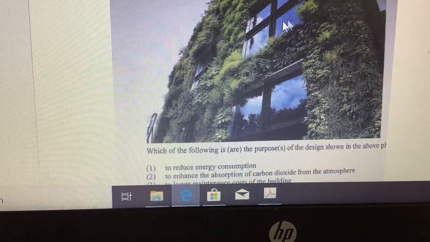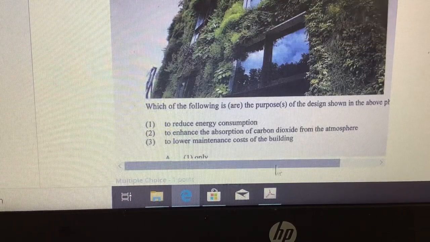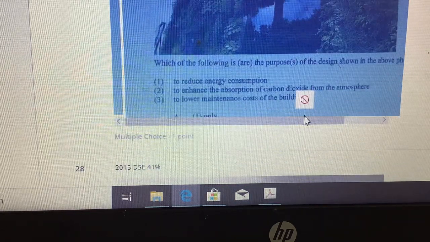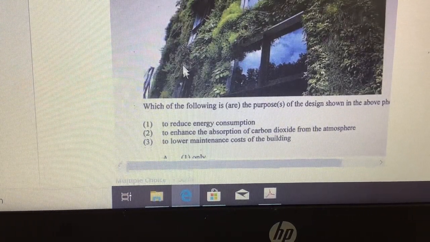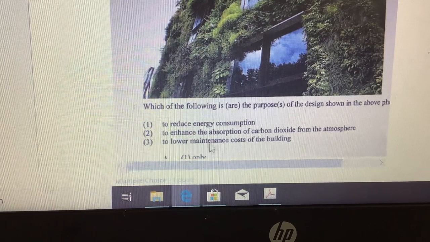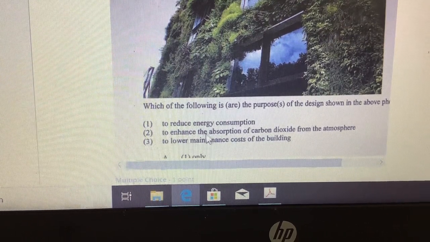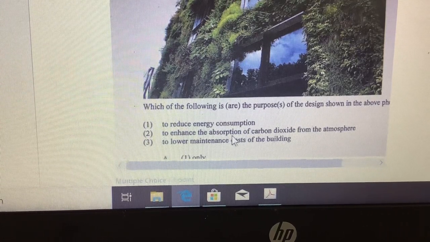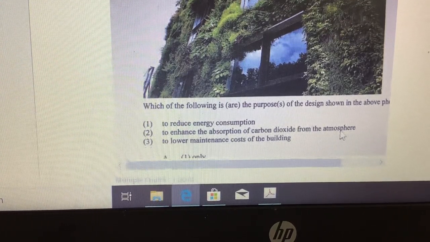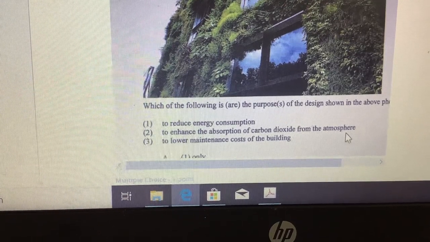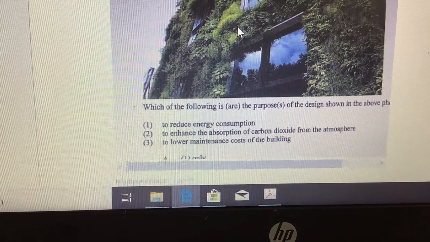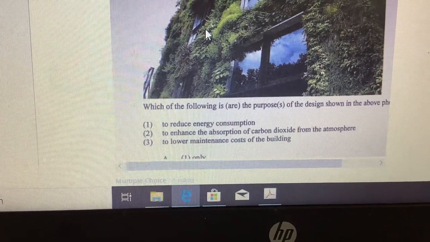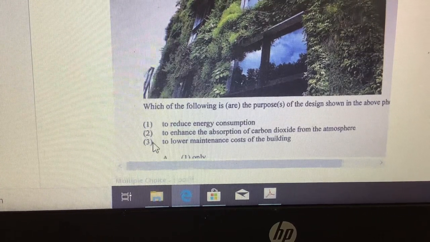Right here, you can see a better building design. It can reduce the energy consumption. For green building design, which can enhance the absorption of carbon dioxide from the atmosphere, no, because more greenery doesn't mean more greenhouse gas. It should be fewer greenhouse gas because carbon dioxide is absorbed. So number two is wrong.